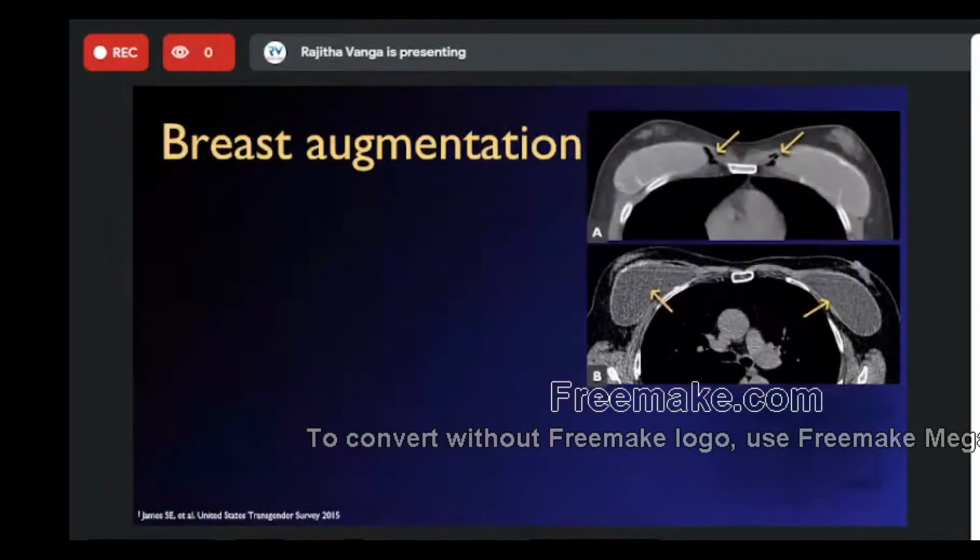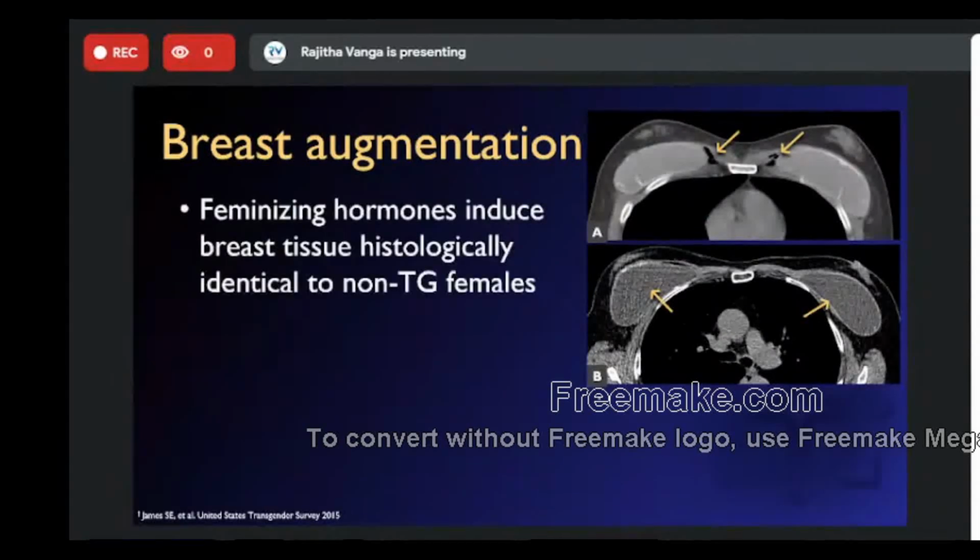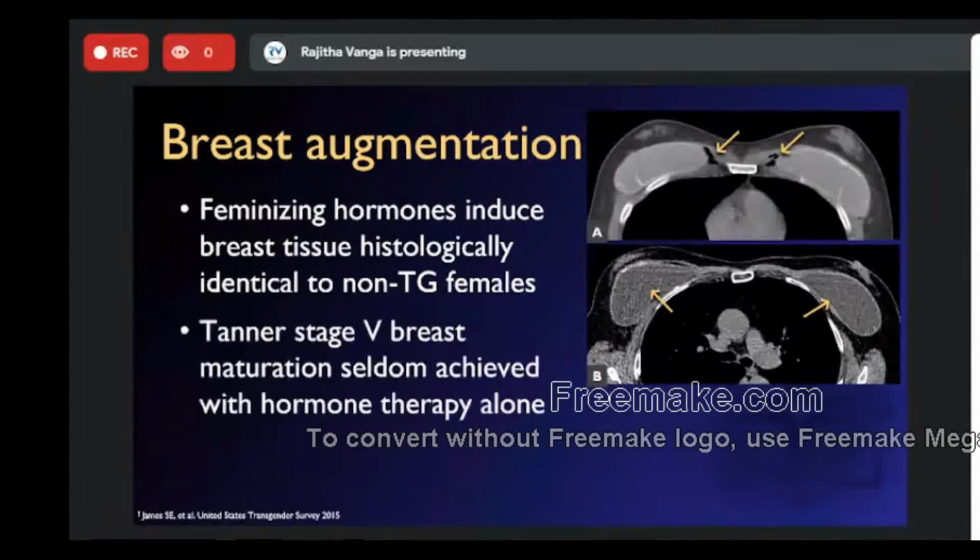Next, moving on to breast augmentation. Breast implants. Here is the CT scan showing the breast implants. The feminizing hormones usually induce breast tissue growth histologically, so there may be no need to do any breast implant operation. They can attain Tanner stage 5 maturation with just hormone therapy. But if hormone therapy fails, then they can go for breast augmentation.